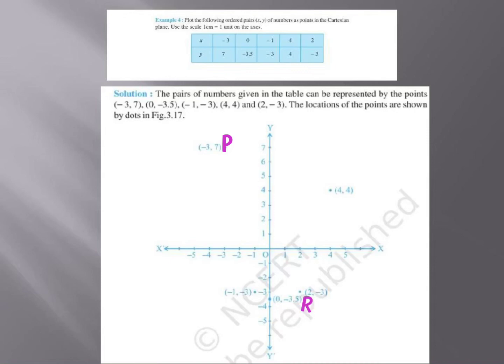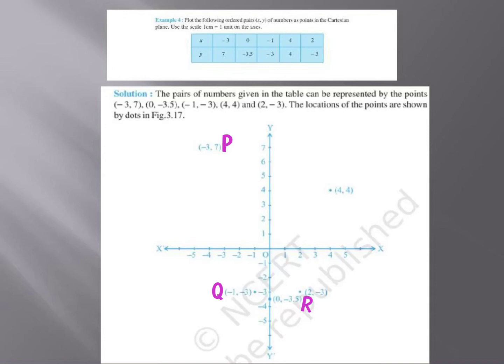For the third point, x coordinate is -1 and y coordinate is -3. So you have to draw a straight line from -1 on the x-axis towards -3 on the y-axis, and a straight line from -3 on the y-axis towards -1 on the x-axis, and you can see that they both are intersecting each other at point Q. So Q is equal to (-1, -3).